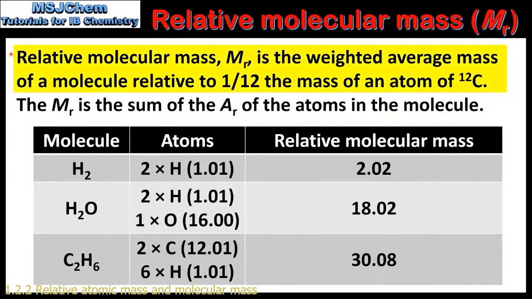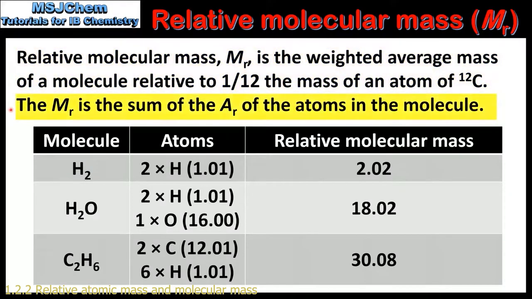Relative molecular mass is the weighted average mass of a molecule relative to 1/12 the mass of an atom of carbon-12. The relative molecular mass of a molecule is the sum of the relative atomic masses of the atoms in the molecule. So in this table we have some examples. Starting with hydrogen, which is a diatomic molecule consisting of two hydrogen atoms bonded together. Each hydrogen atom has a relative atomic mass of 1.01. So we multiply this value by 2 to get a relative molecular mass of 2.02.